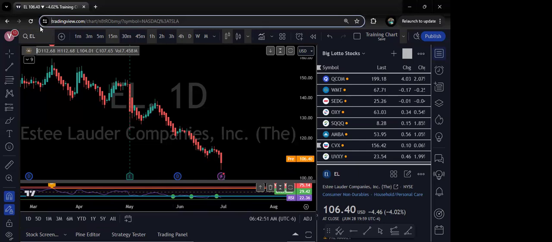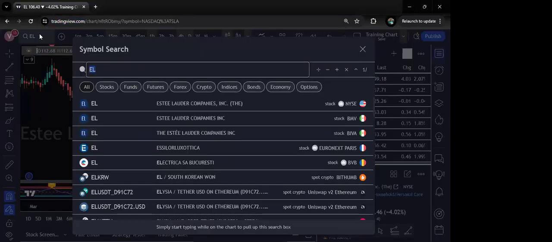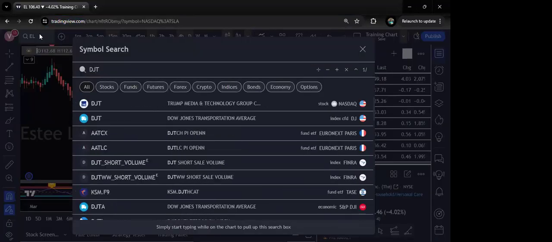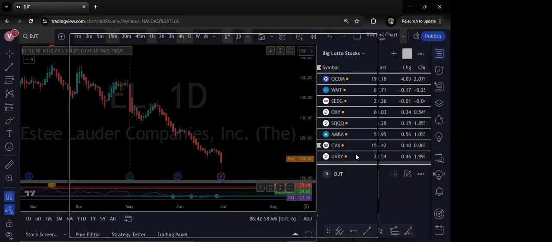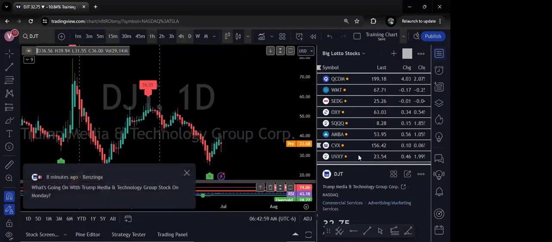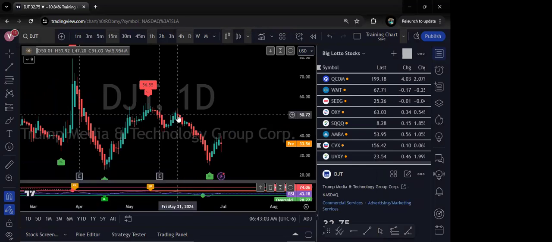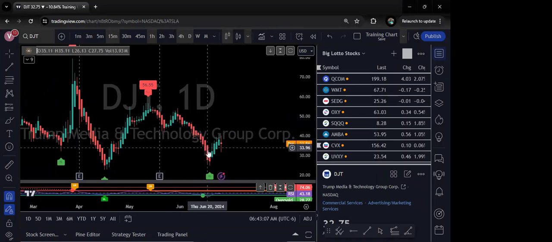Even Trump stock was here. So if we look at DJT, okay, this is 31st May. So at the beginning of the month, it's just been dropping for days until we hit 25, and now it's going back up. Nvidia was there in that category.